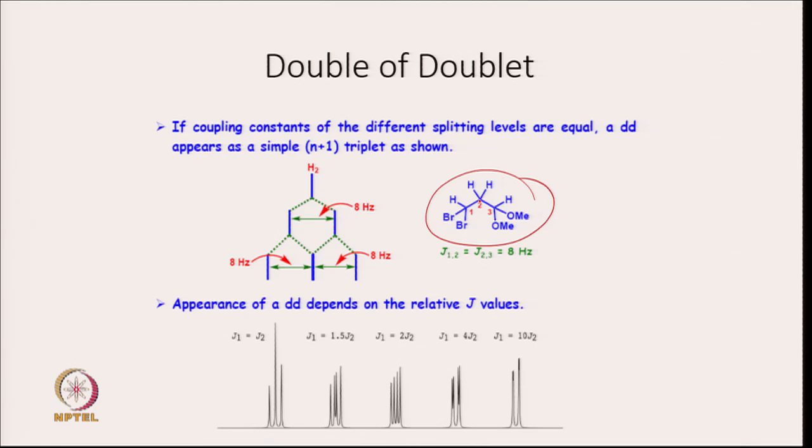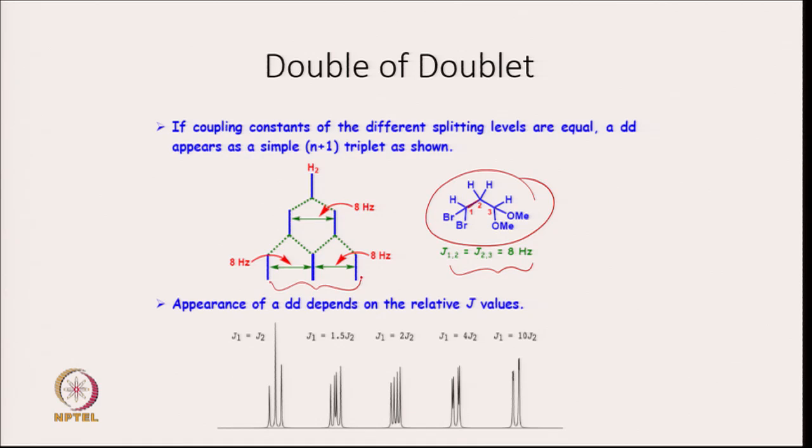This proton is being split by this proton and this proton, but the coupling constants between 1 and 2 and between 2 and 3 are equal, and they are equal to 8 Hertz. In that case, we will get a triplet.